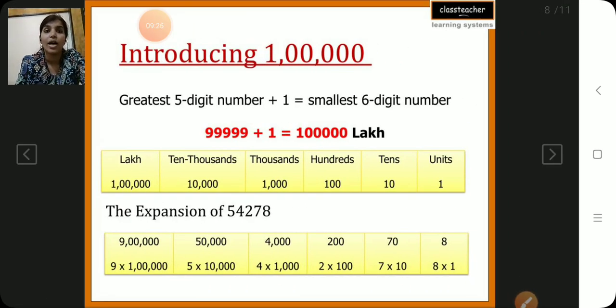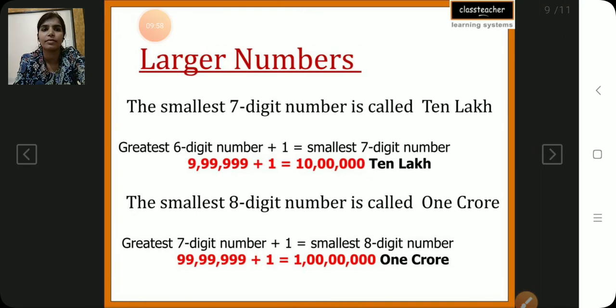Introducing 1 lakh. So 1 lakh is equal to the greatest 5-digit number plus 1. The greatest 5-digit number is 99,999, plus 1 is equal to 1 lakh. Understand? So now we want to know the units, tens, hundreds, thousands, 10,000s, lakhs, then 10 lakhs.